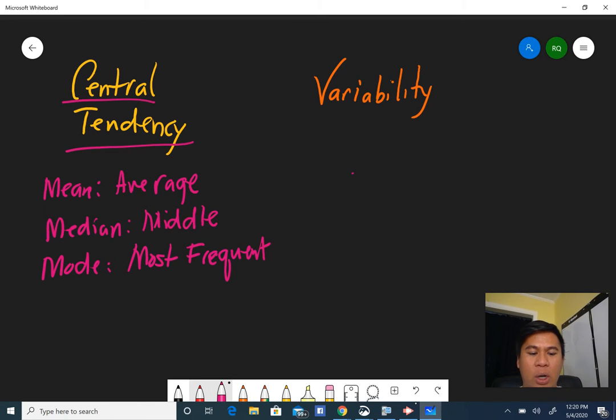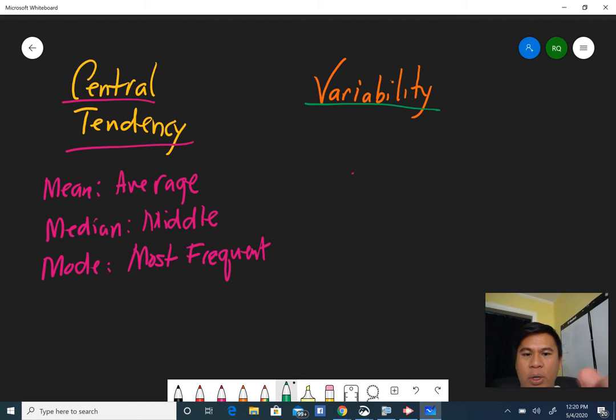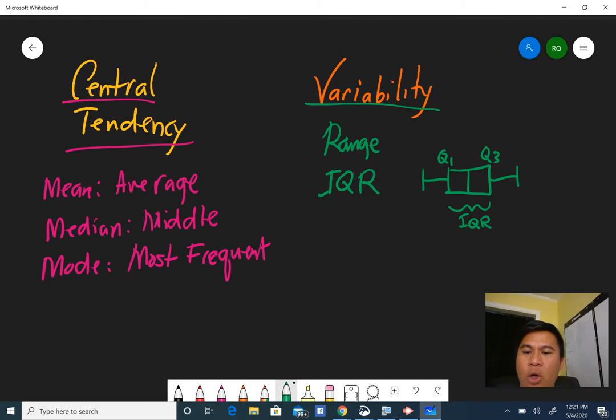Let us now proceed with what we call our variability. So there are different measures of variability. We can talk about variability in terms of range, which is simply the difference between the maximum and the minimum points, those are the highest and lowest points, respectively. We also have what we call an IQR, or interquartile range, which is the length between the first quartile and the third quartile. What we mean is the upper quartile minus the lower quartile.